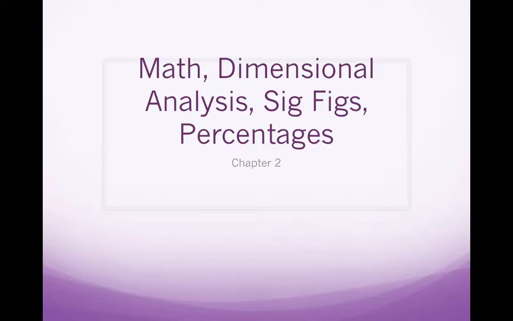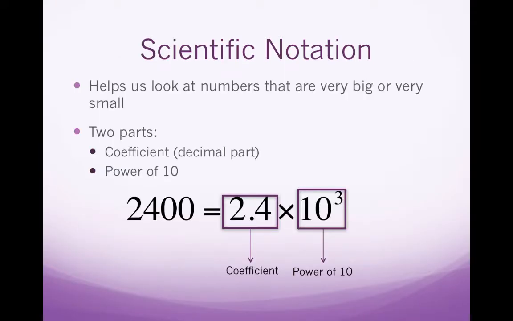Okay, let's talk about chapter 2. First, let's talk about scientific notation. Scientific notation helps us look at numbers that are either really big or really small. A number in scientific notation has two parts, a coefficient or a decimal part and a power of 10.